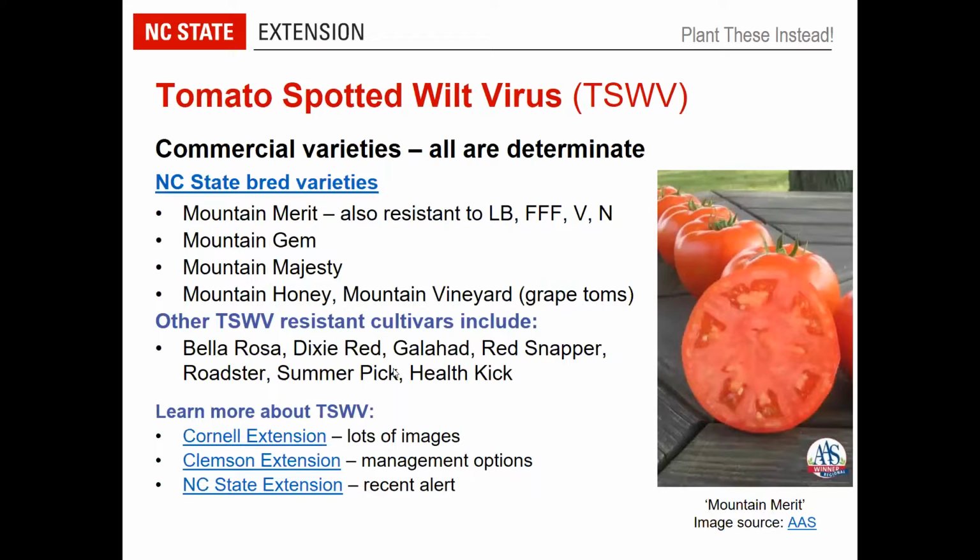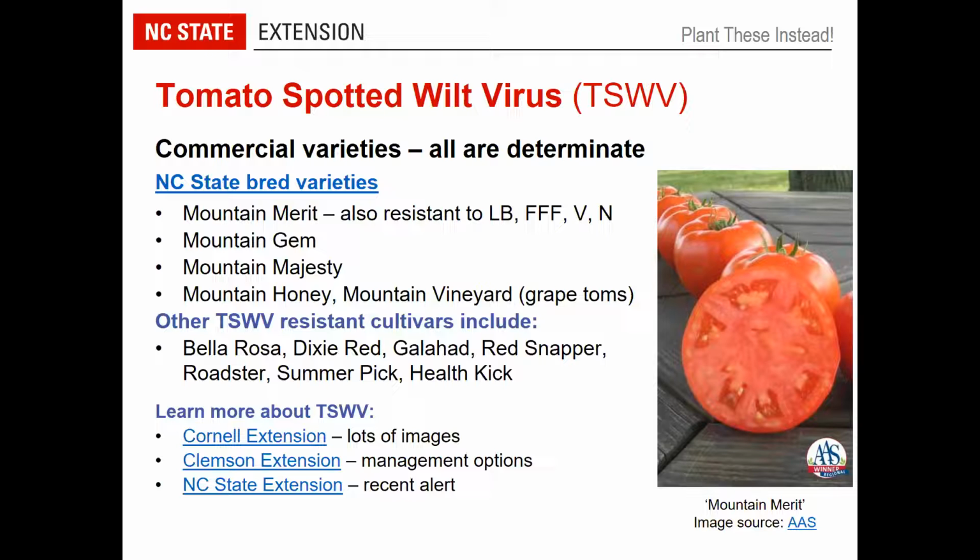There are definitely others out there that are bred specifically for commercial production, so they're all determinate. NC State has done a lot of tomato breeding. They have a Mountain series, several of which have tomato spotted wilt virus resistance. Not all of them do, but quite a few do. The Mountain Merit, which we see in the picture here, has tomato spotted wilt virus resistance, as well as late blight resistance, the 3 fusariums, verticillium, and nematode. So it's got a lot of resistance there. Mountain Gem and Mountain Majesty are also round red tomatoes. They also have a couple of grape tomato varieties in the Mountain series with tomato spotted wilt virus resistance, Mountain Honey and Mountain Vineyard.